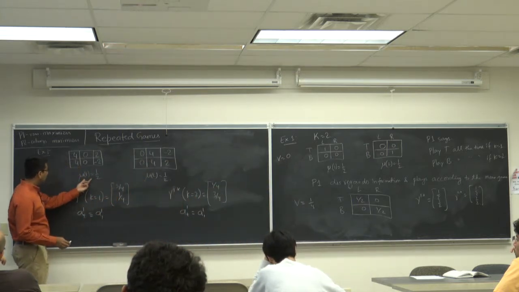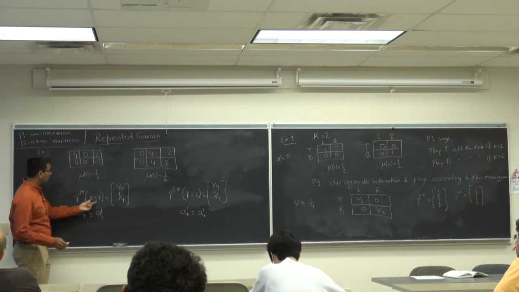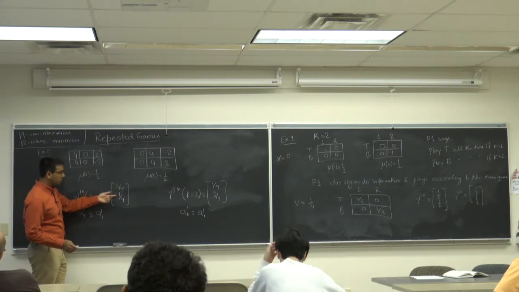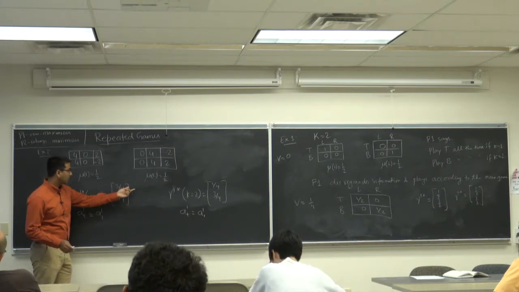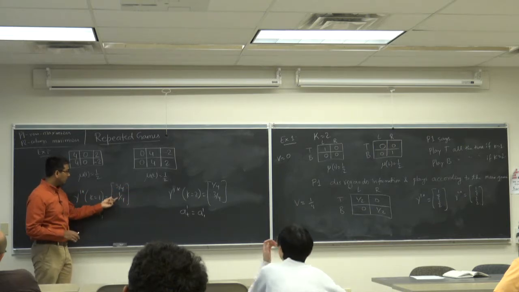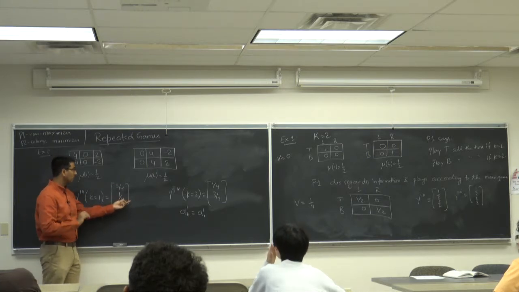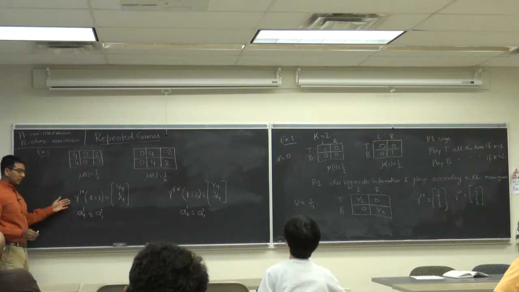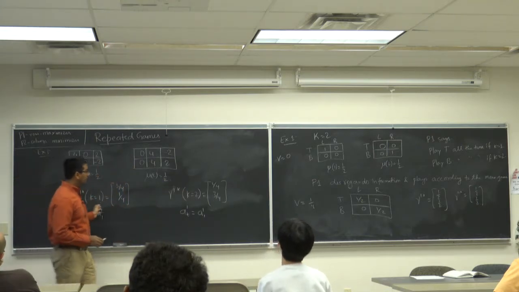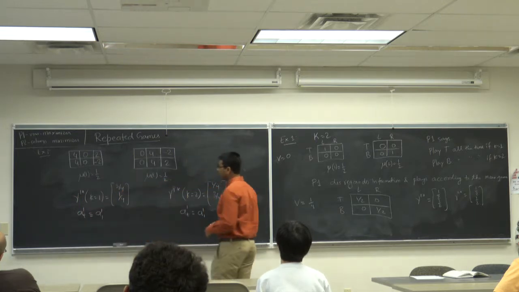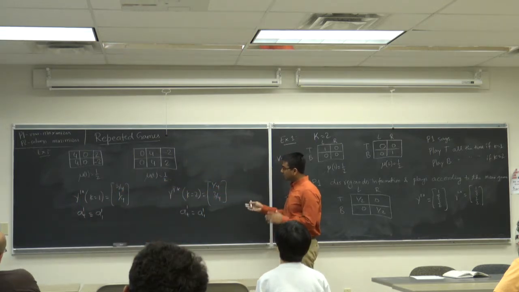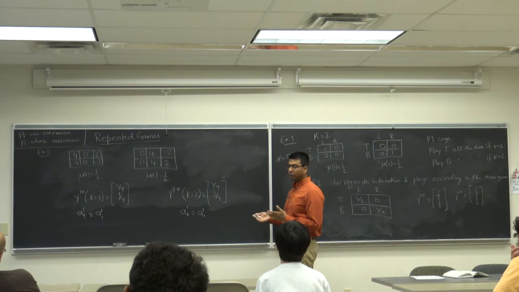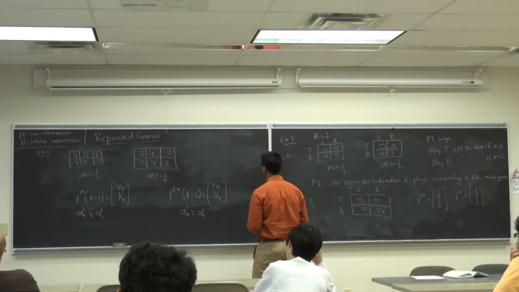So if this was the state of player 1, player 1 is going to toss a coin. With probability 3 over 4, he's going to take an action T all the time. And with probability 1 over 4, he's going to take an action B all the time. And same thing here. It turns out that this is the Nash equilibrium or saddle point equilibrium for this infinite game. But it doesn't reveal complete information about the state.